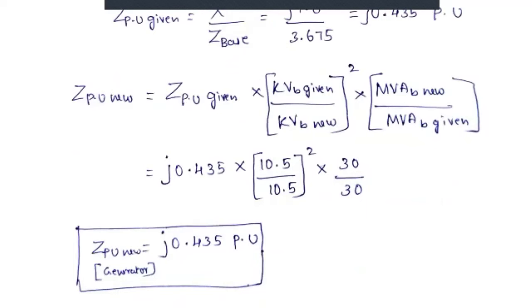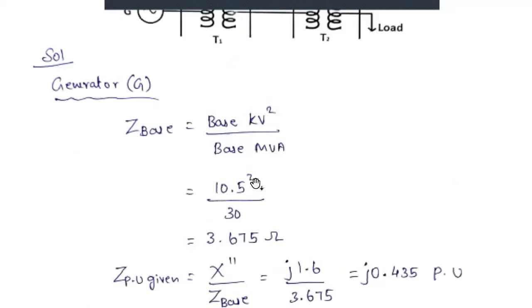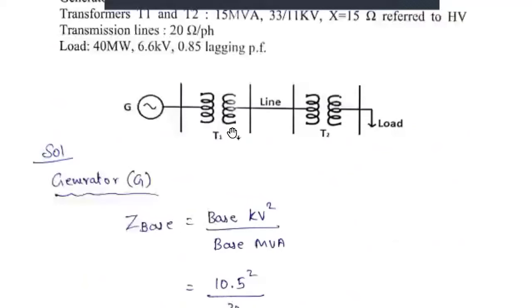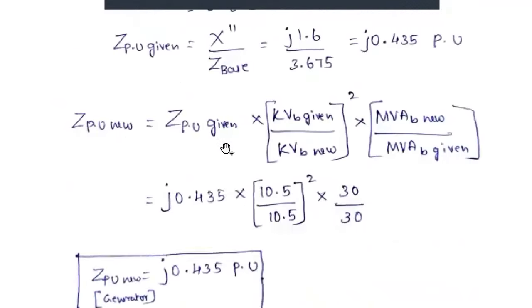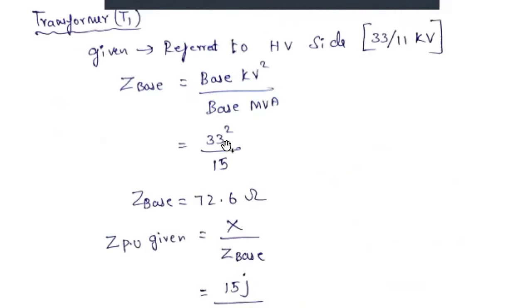So mention clearly, Z per unit new is equal to j0.435 per unit for the generator. Next comes transformer 1. Transformer 1 is already given in the problem, referred to the HV side. Referring to the HV side means we need to take 33/11 kV.